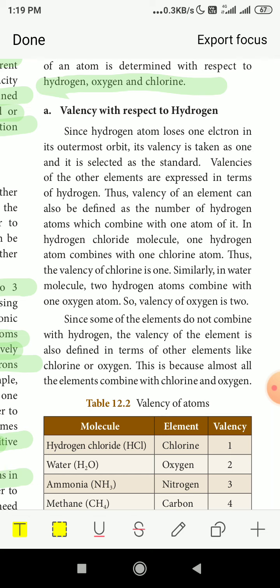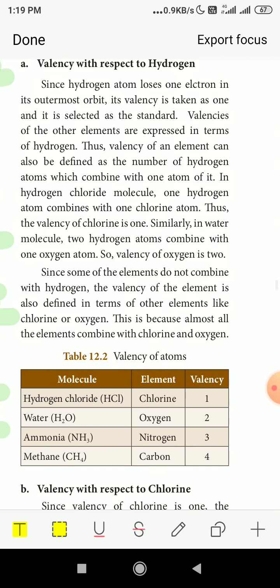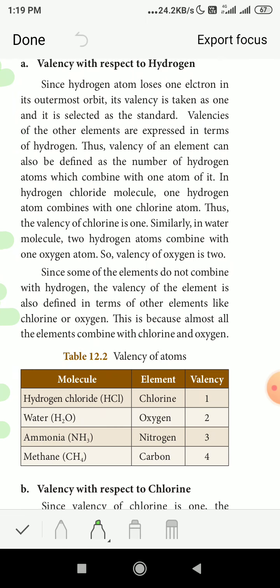Understood? Okay, so I think you understood. When chlorine combines with 1 hydrogen, the valency of chlorine becomes 1. And when 2 hydrogen atoms combine with oxygen in water, the valency of oxygen becomes 2. Okay, so these are the valencies with respect to hydrogen atoms.